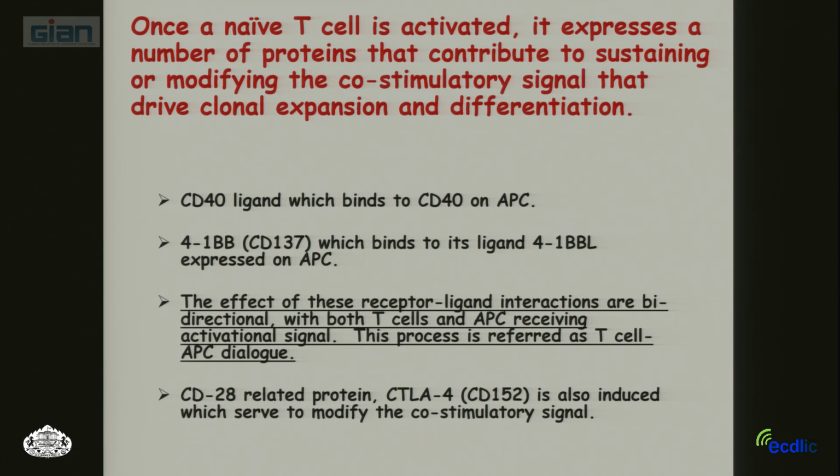And as I said, the CD28 related protein CTLA4 is a high affinity receptor for your B7-1 or B7-2, and is also induced during this process, which serves to modify the co-stimulatory signal. And the modification here is that basically once this gets engaged with CD28, it means time to stop. This basically functions as a stop signal.